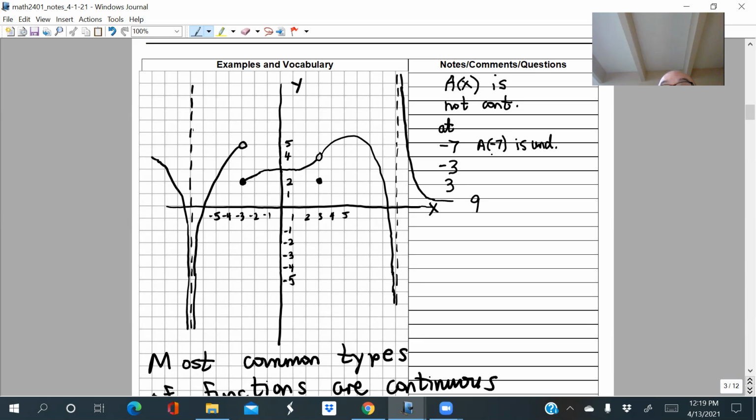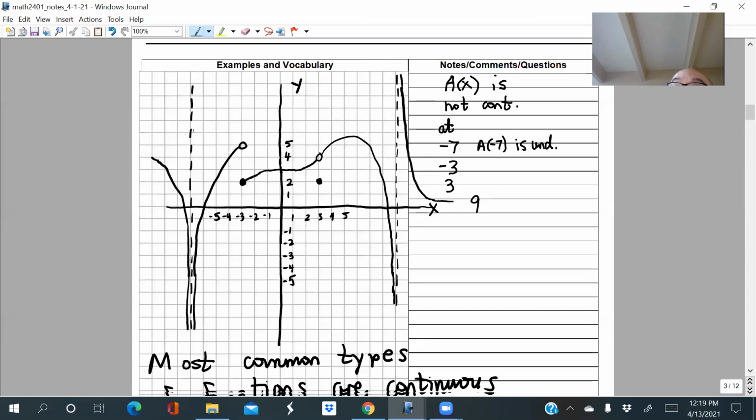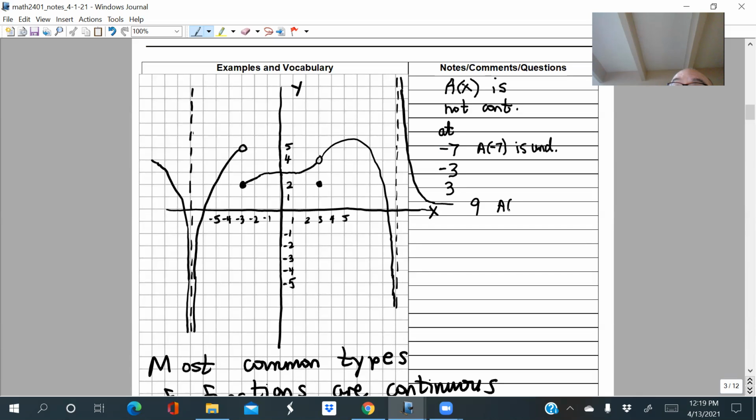That's exactly what happens also here at 9, right? A of 9 is undefined because you have another vertical asymptote. So a of 9 also is undefined, and that keeps it from being continuous there at 9. What happens now at -3? So what's the problem at -3? Which one of those conditions is missed there?